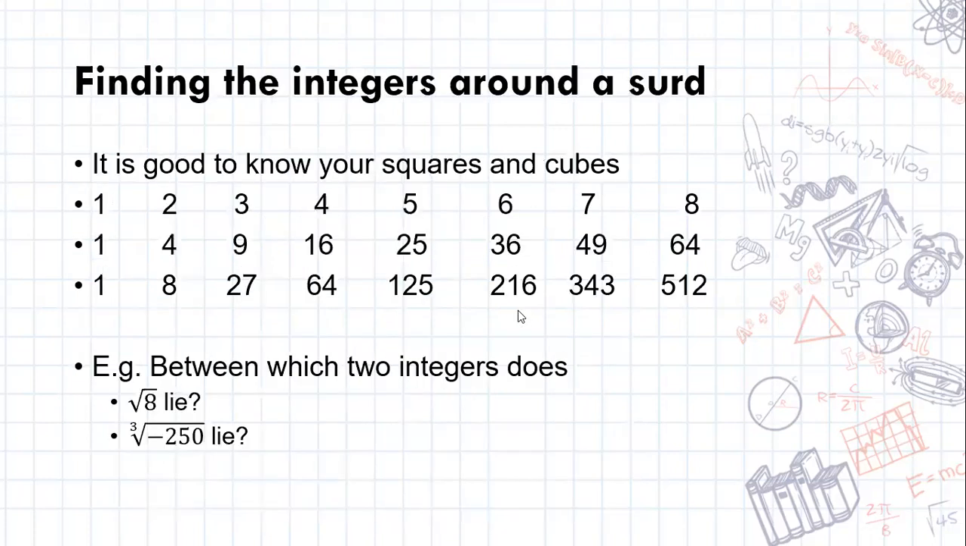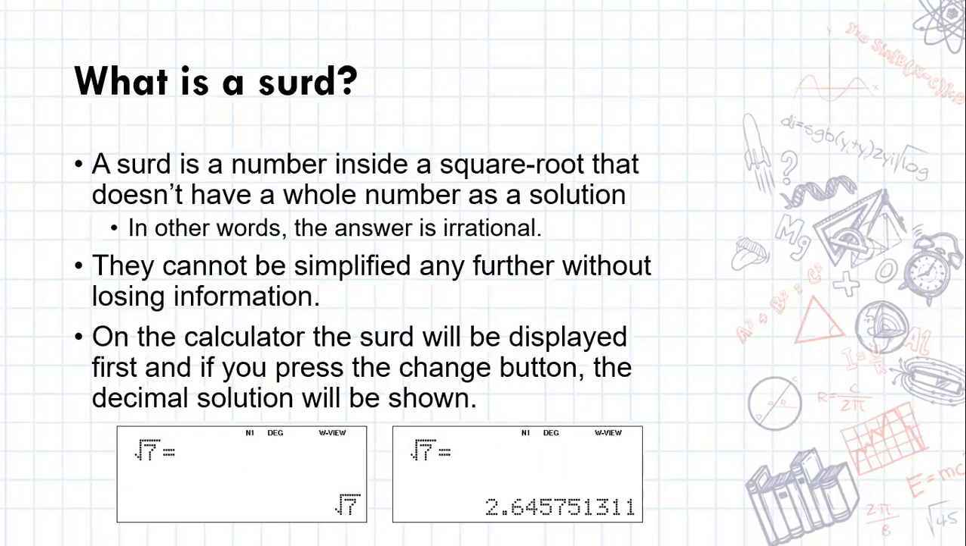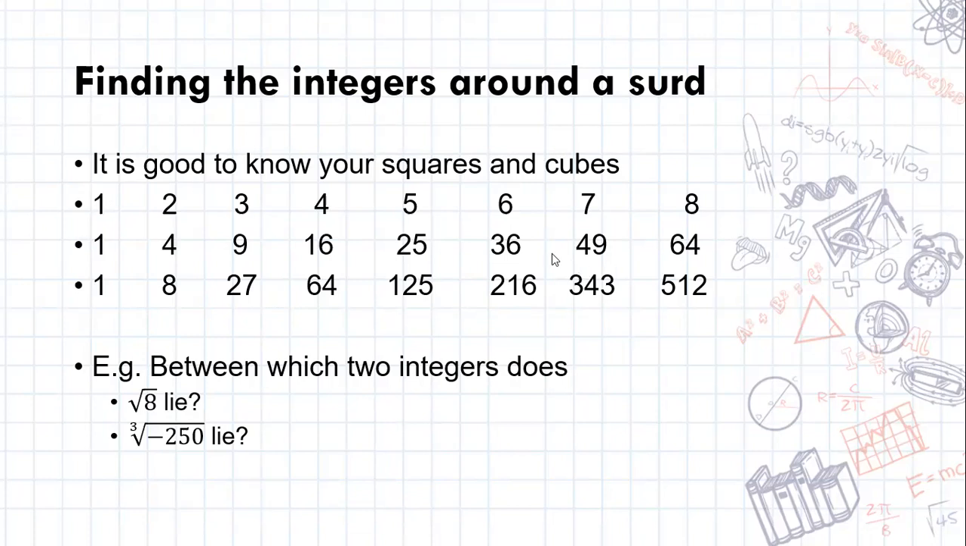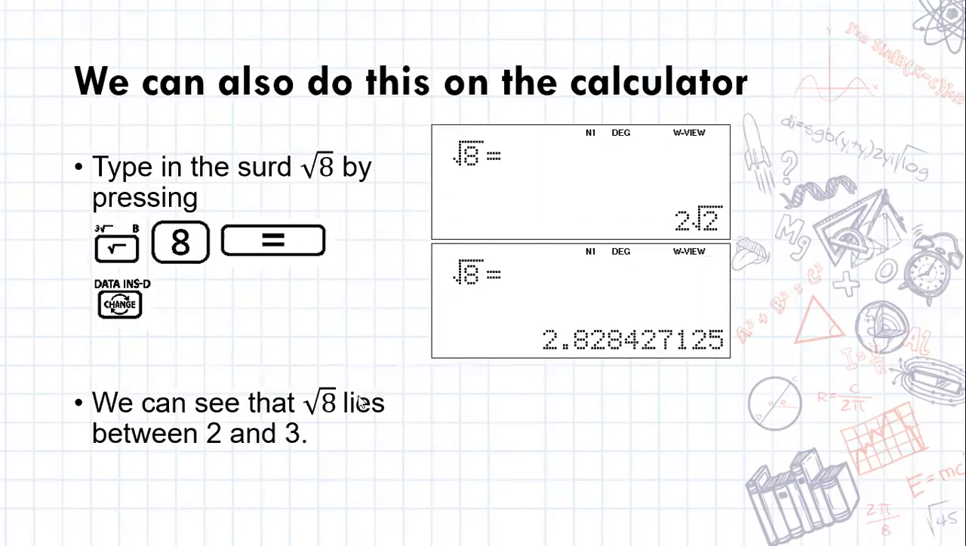So how do we find the integers around a surd? Firstly, it is a good thing to know your squares and cubes. And so you can see I've written a list here, and I'll come back to it with my examples. So here are 2 examples. Let's start with the square root of 8.